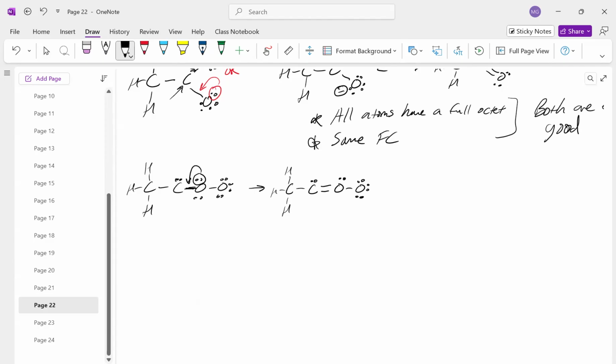And you say, okay, well, all the atoms now have a full octet. So what's so bad about that? Calculate the formal charges. Again, pause the video and do that for the atoms.